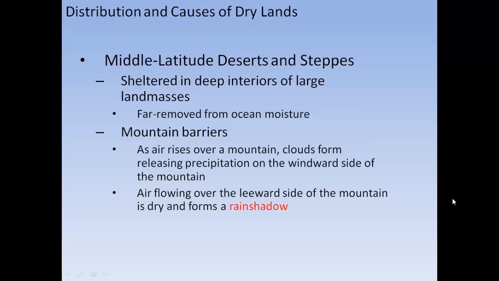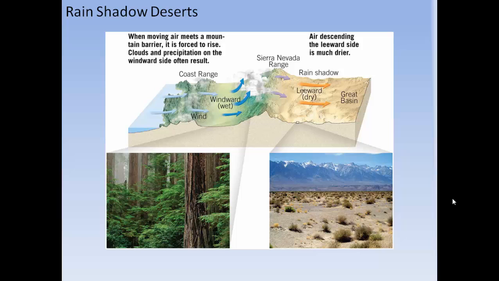Middle latitude deserts and steppes are sheltered in deep interiors of large land masses, far removed from ocean moisture. Also mountain barriers. As air rises over a mountain, clouds form, releasing precipitation on the windward side of the mountain. Air flowing over to the leeward side of the mountain is dry and forms a rain shadow desert.